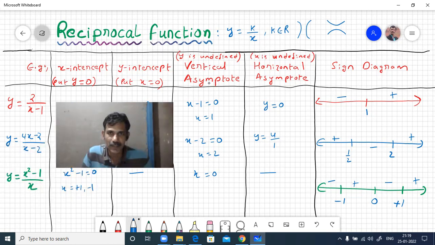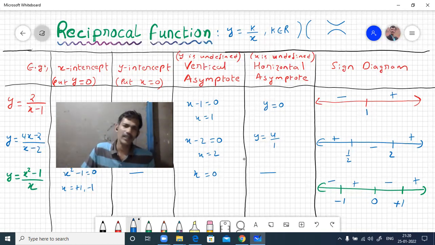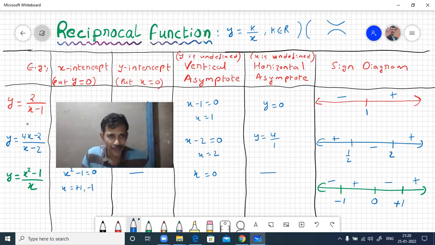More than the x-intercept and y-intercept, finding asymptotes is the difficult part. You have to remember, when the degree of the denominator is greater, y equal to 0. When both degrees are the same, you have to divide the coefficients. When the degree of the denominator is less, we can't find the horizontal asymptote. The vertical asymptote is very easy. Every time you make the denominator 0, where y is not defined, so we can write the vertical asymptote very easily. All these hints you have to remember.